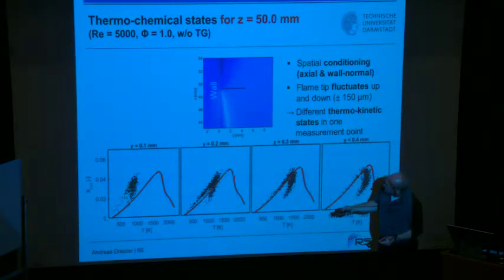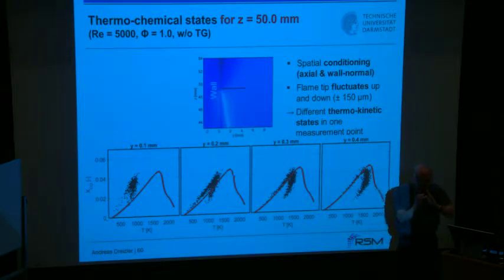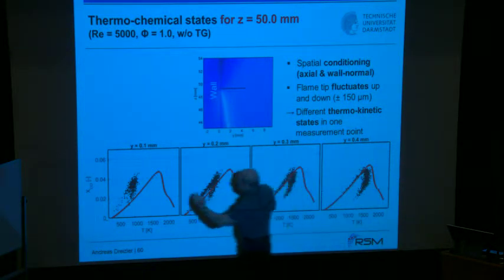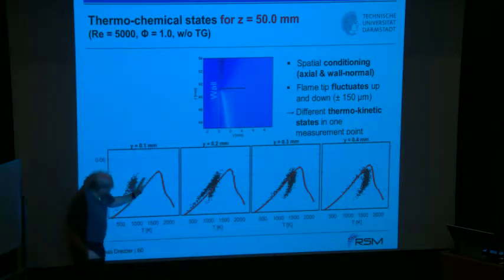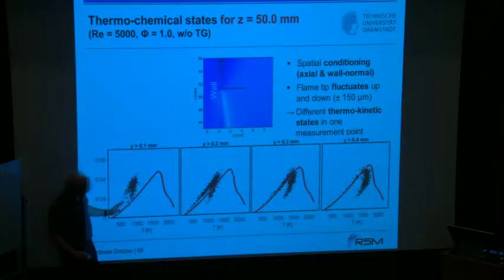Because of that jittering, because of that fluctuation here, 100 plus minus 150 microns, you see these different states. And at 100 microns, you see the CO production and the CO consumption have been compressed to each other. These two branches, which are separated over temperature in an unbounded flame, close to that wall come very close to each other.